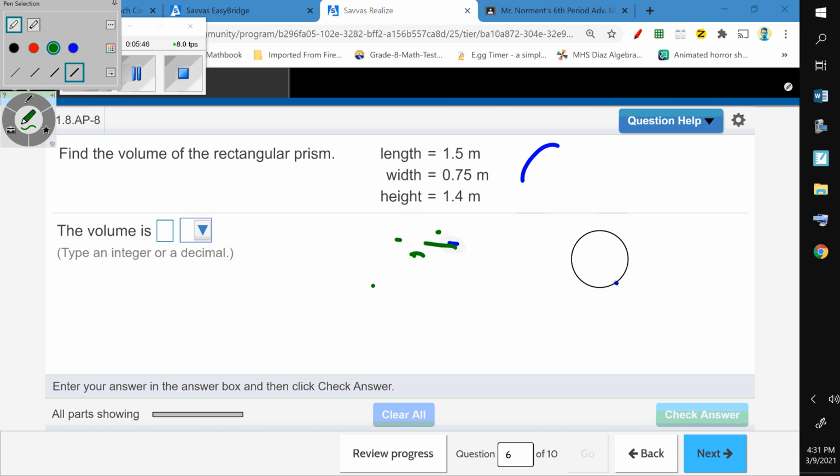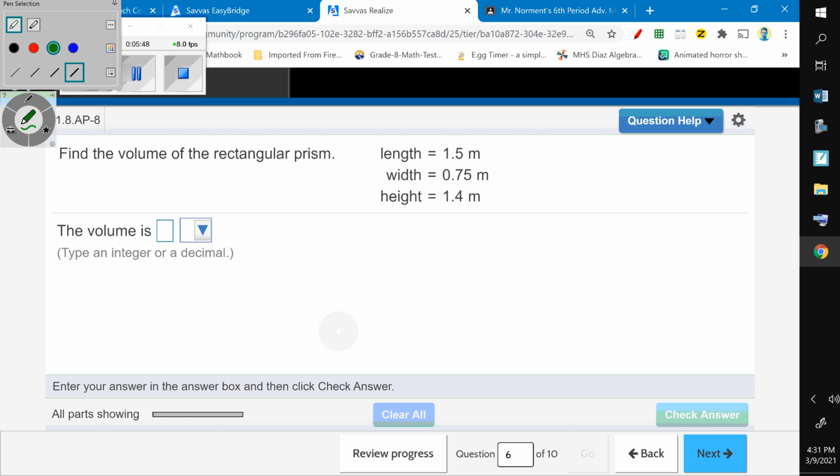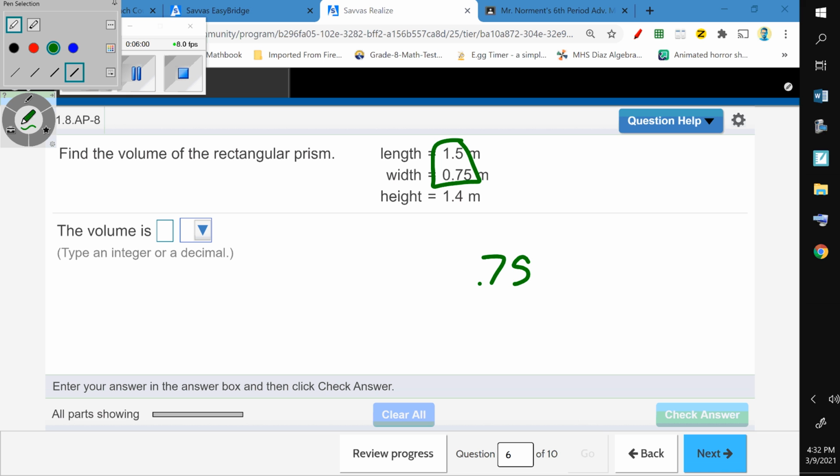Okay, for this one, find the volume. No big deal. You're just multiplying. I'll multiply these two numbers for you, and then you can do the answer times 1.4 on your own. So I'm going to take 0.75 instead of 0.75. It's going to make it a little bit easier for me because it's the same number.